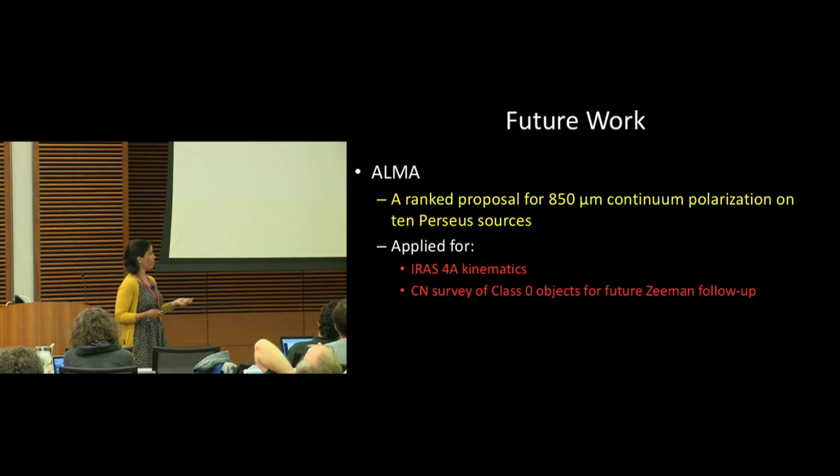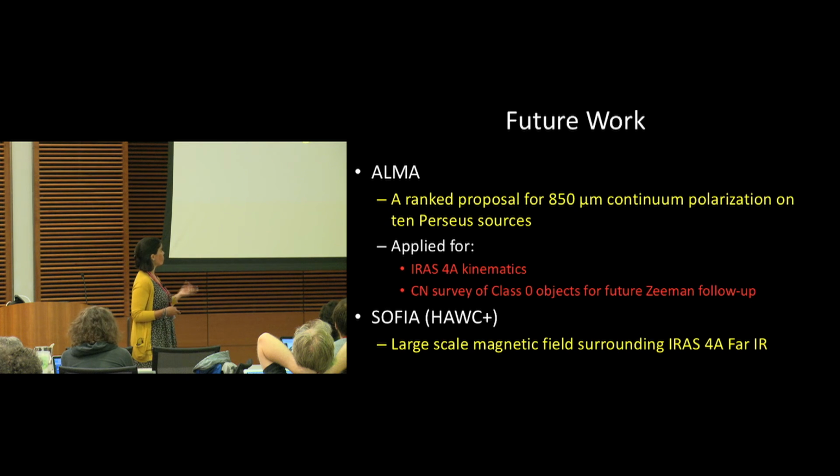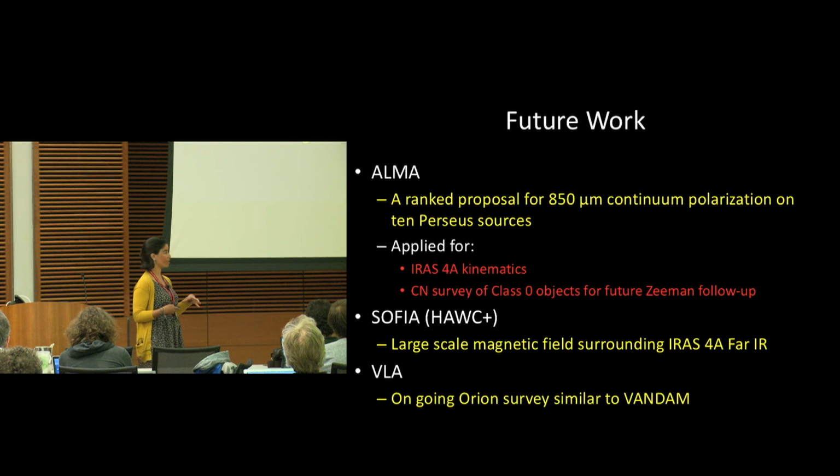And then ALMA doesn't allow for Zeeman observations, but we did apply for a CN snapshot around class zero objects so that when it does allow for Zeeman observations, we know which sources to look at. And then we have a pending IRAS-4A observation with SOFIA using HAWC+, which will be looking at the large scale magnetic field around IRAS-4A. And then a very similar survey, very similar to VANDAM, we have going on in Orion. That's all.